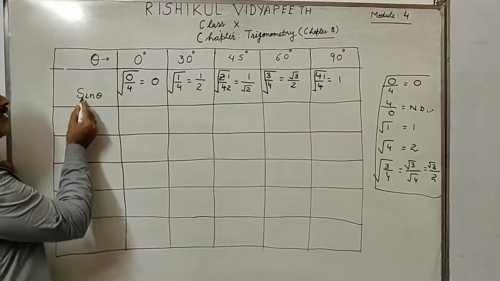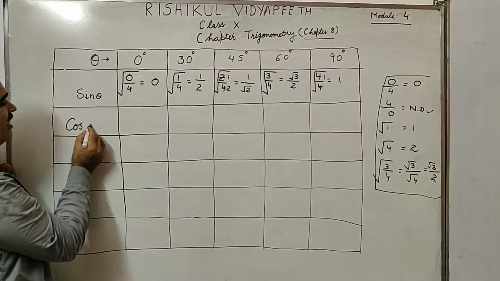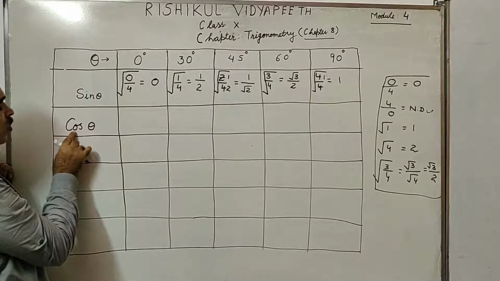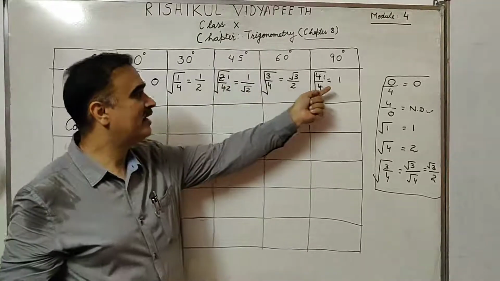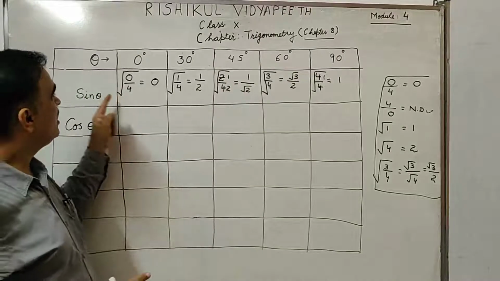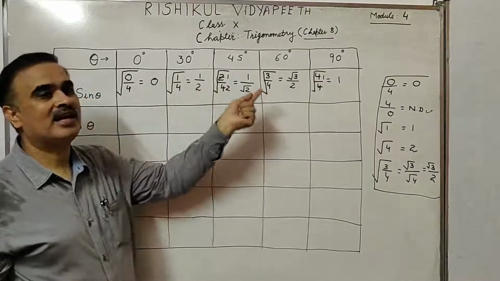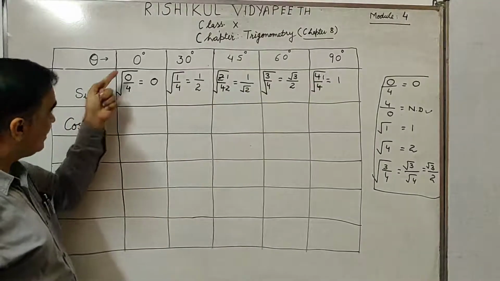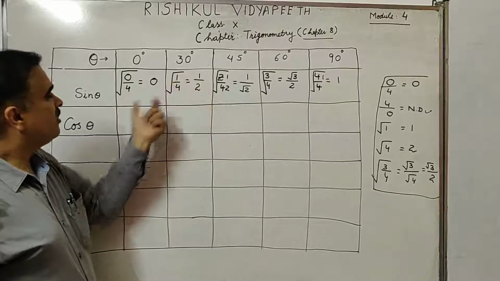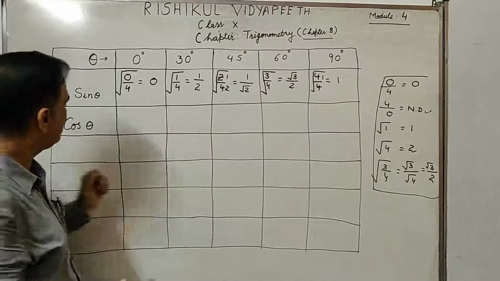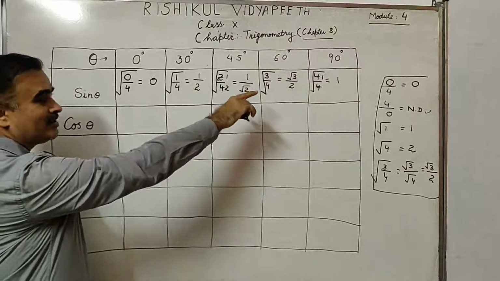That is cosine. Cosine means complementary, or in short form we can say cos theta. Where it is written, co means complementary. It means we can write these values from the other side. Here you see, as theta is increasing, the value is also increasing in sine theta. In cos theta, as theta is increasing, the value is decreasing. You see, my child, cos theta means complementary of sine theta. Then we will start from the back side.